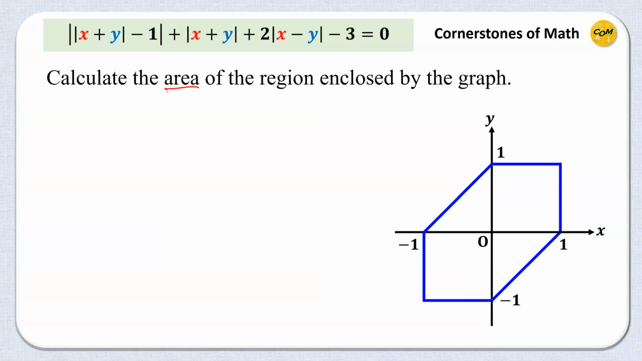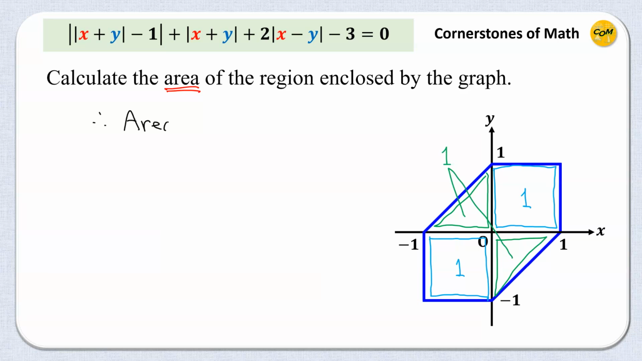And finding the area of the region enclosed by the graph is easy. This part gives area 1. This part gives area 1. And this part combined gives area 1. So the area inside the graph is 3.